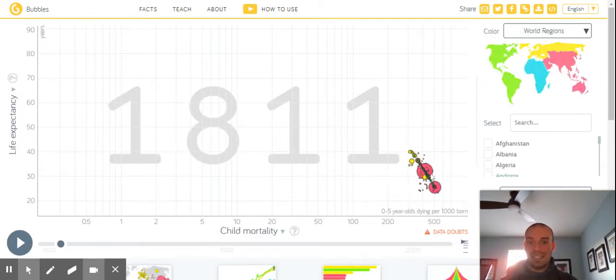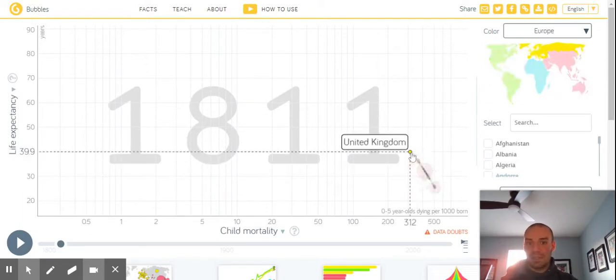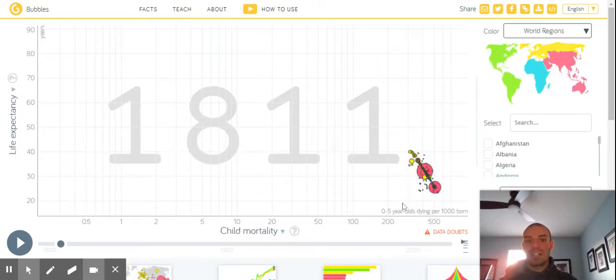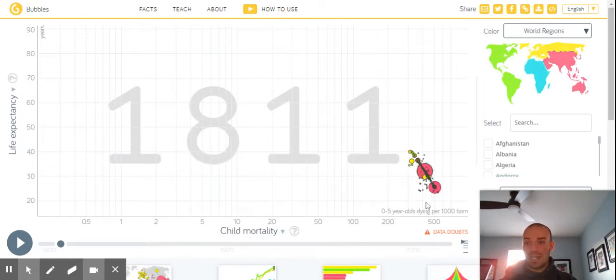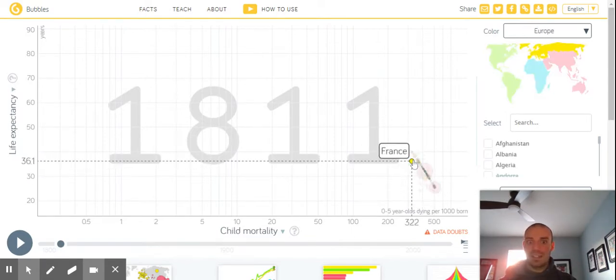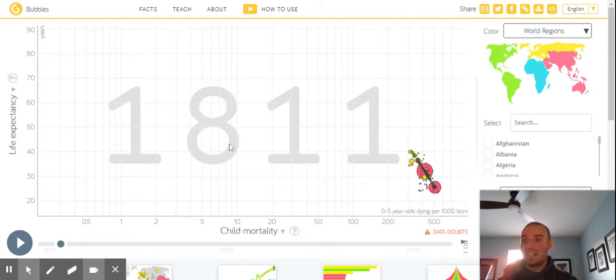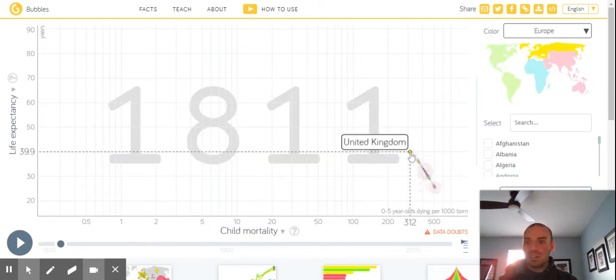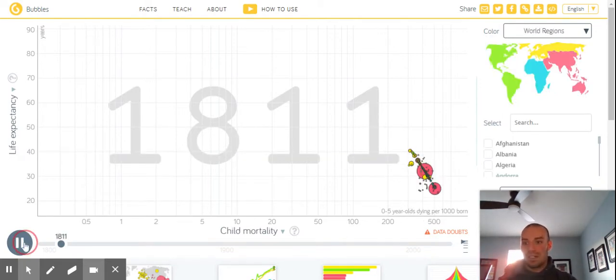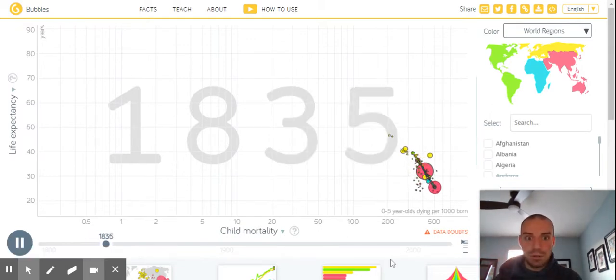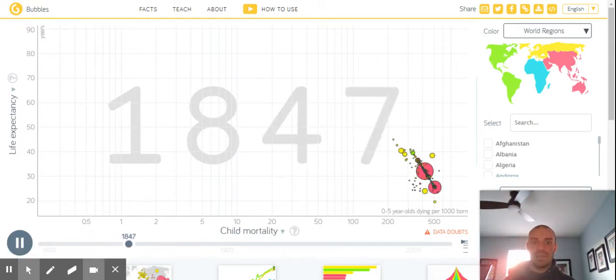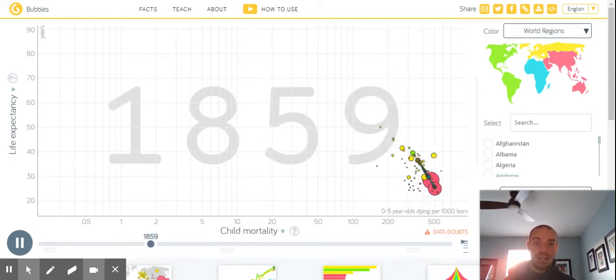You can see back in 1811, there's not a ton of variability here between all of the countries here and their child mortality rate and the life expectancy. And it's so interesting for me, at least, because I chose this data to see how low the life expectancy was just 200 years ago compared to what it is now. So I think it's interesting, and I thought Gapminder was really cool with this to show that progression in the relationship between these two variables over time.